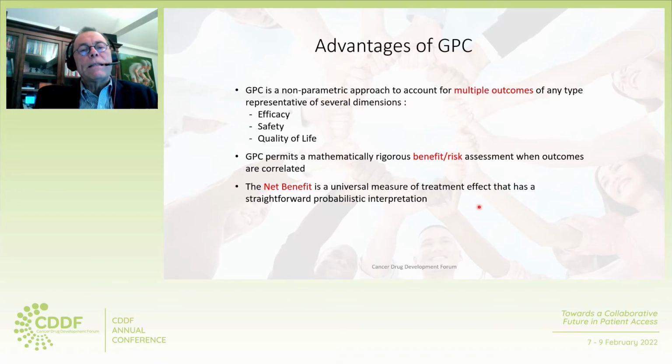The net benefit is a universal measure of the treatment effect that has a straightforward probabilistic interpretation. It's the probability that a patient will do better if treated than if on control. So it's a very simple probabilistic interpretation of the net benefit, regardless of the outcome or number of outcomes you look at. It's always the same interpretation.